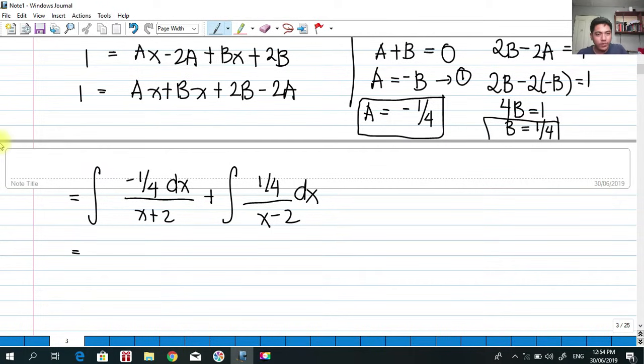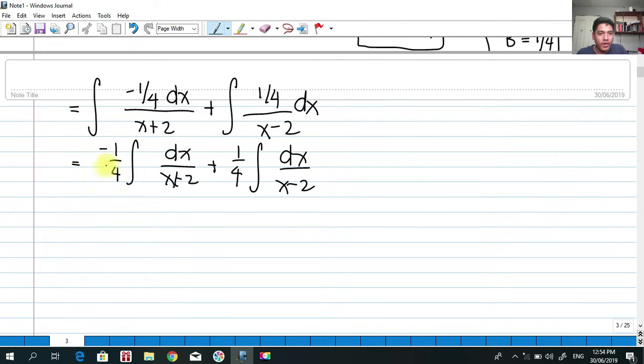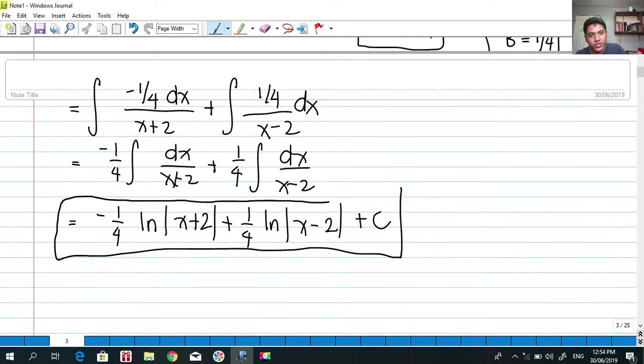Okay, so we all know that we can factor out the constant outside of the integral, dx over x plus 2. Then we have to factor out 1/4 outside of the integral. We have dx over x minus 2. So evaluating the integral of this, simply we have negative 1/4 ln of the absolute value of x plus 2 plus 1/4 ln of the absolute value of x minus 2. Don't forget plus c. So this should be our answer using integration by partial fractions.